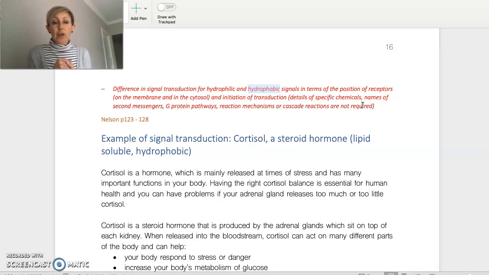Now it's very clear that you don't need to be able to name or describe specific chemicals, second messengers, G protein pathways, reaction mechanisms, or cascade reactions. They are not required, okay? So what you need is a conceptual understanding. You need to be able to describe how signal transduction is initiated by these two types of signaling molecules.